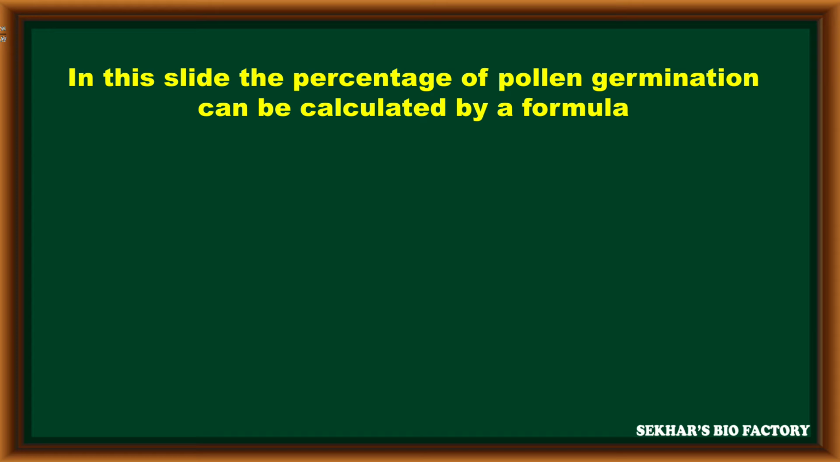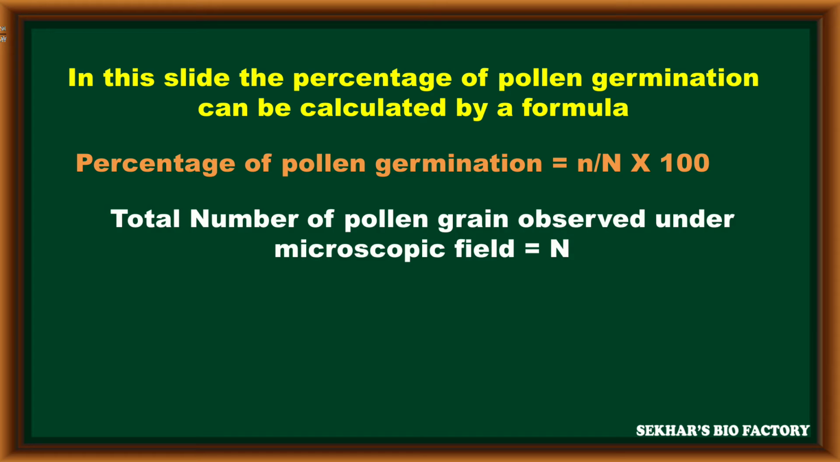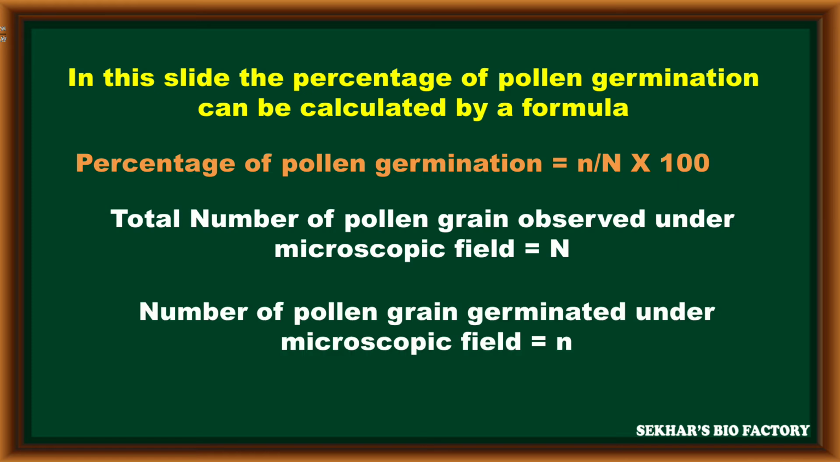In this slide, we can calculate the percentage of pollen germination by using a formula, that is percentage of pollen germination is equal to small n by capital N into 100. In this formula, capital N denotes the total number of pollen grains observed under the microscopic field. Small n denotes the number of pollen grains germinated under the same microscopic field. By using these values, we can calculate the percentage of pollen germination in the laboratory.